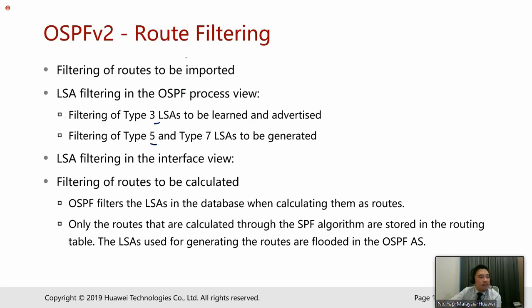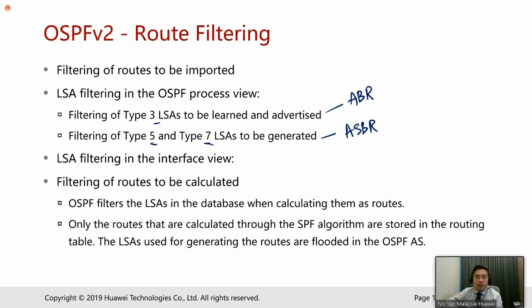So with LSA filter in the OSPF process view, type 3 will be learned and advertised, and type 7 will be generated. Type 3, we always do it on which routers? We do it on the ABR. Let's say I want to filter a type 3 LSA, always filter it on the ABR devices. When you want to filter type 5 or type 7, you do it on the ASBR. LSA filter into the interface view can also be done on the process or on the interface. Filtering of the route can be calculated.